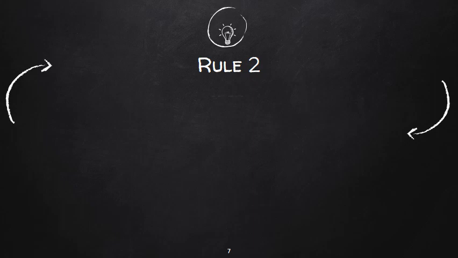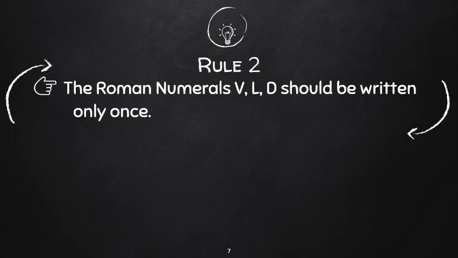Now let's come to rule number 2. Rule number 2 is that the Roman numerals V, L, D should be written only once. It means you cannot write these Roman numerals V, L, D more than one time, right?